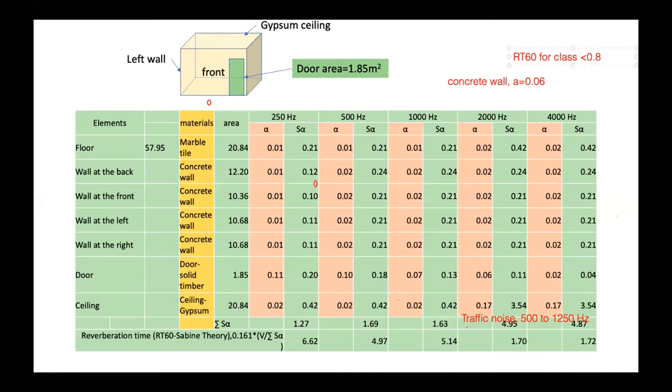You can get this permissible level in the code. I mentioned just now, for the classroom, you can see BB93. Or you can refer also to the WHO and other countries' codes. For Malaysia, we don't have the code.